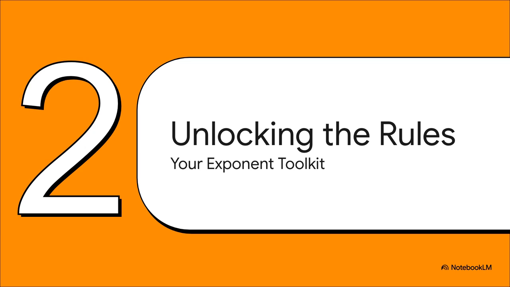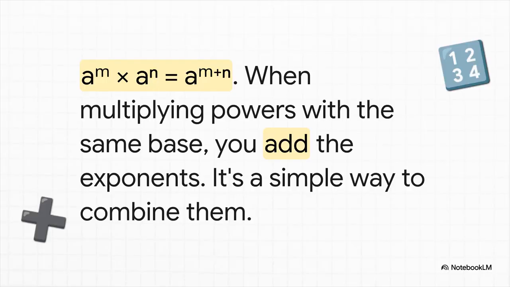Okay, so now that we've got the basic idea down, it's time to build out our toolkit. And these aren't just boring rules from a textbook. Think of them more like math cheat codes that let you slice through complex problems in just a couple of steps. First up, the multiplication rule. This one's a breeze. If you're multiplying two powers that have the exact same base, you just keep that base and add the exponents together.